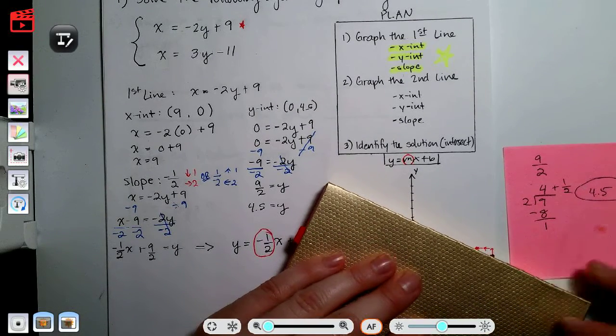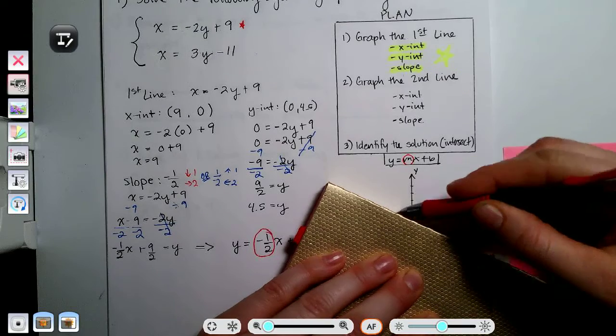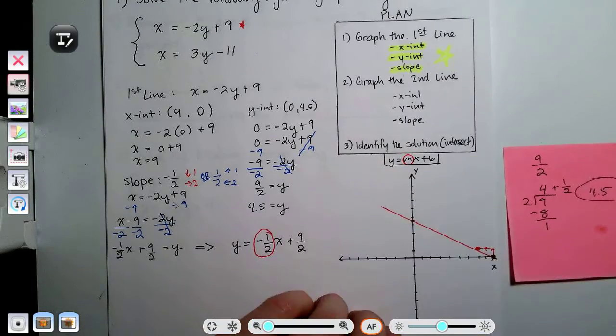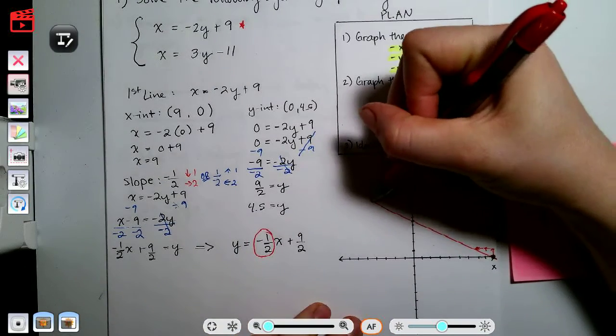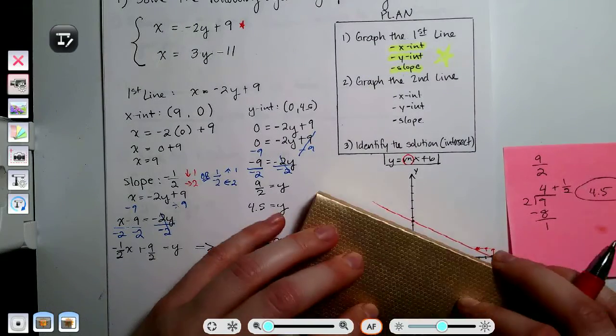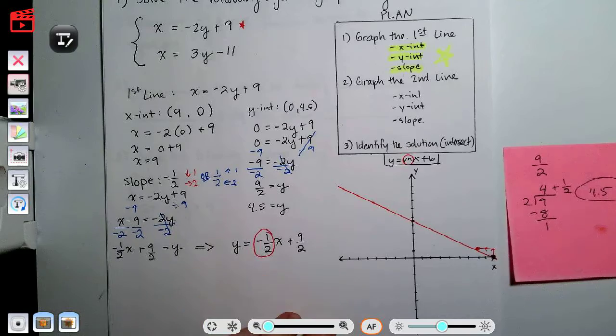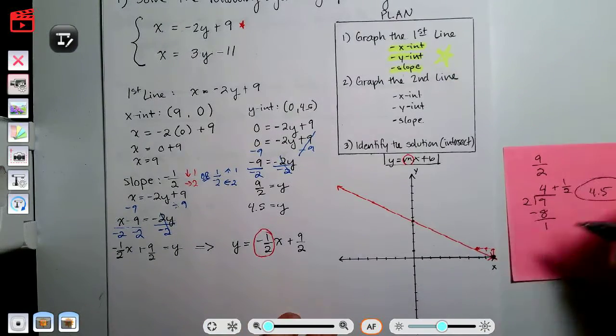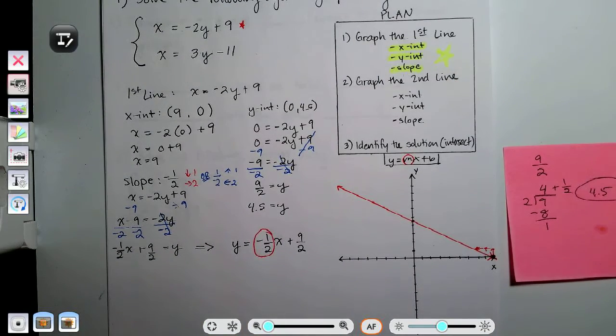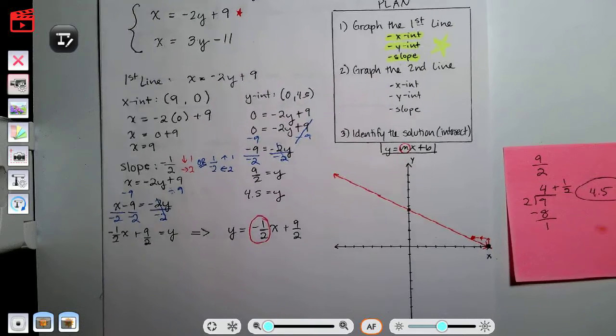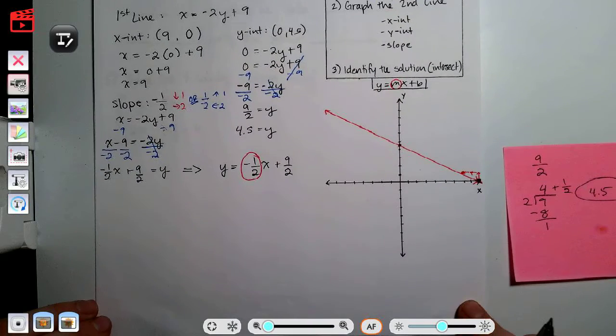Let's see. Oh, good. The dots line up. Please remember your arrowheads. Arrowheads are important. Let me draw that line out a little bit more. There we go. Okay, we're halfway there. We've got one of the lines done. Okay, so go ahead and pause the video, see if you can graph the other line.